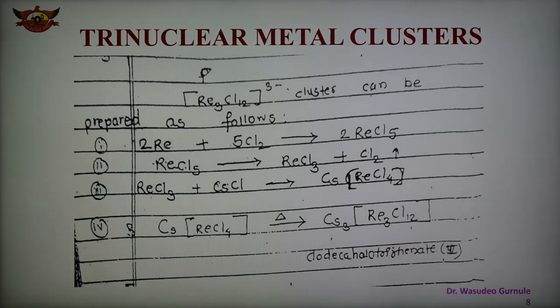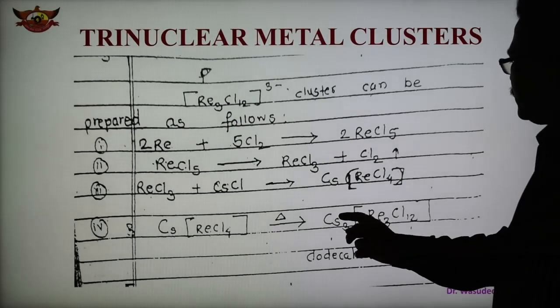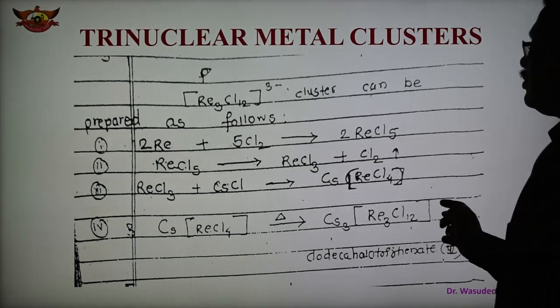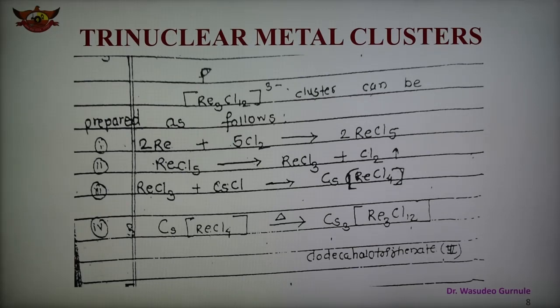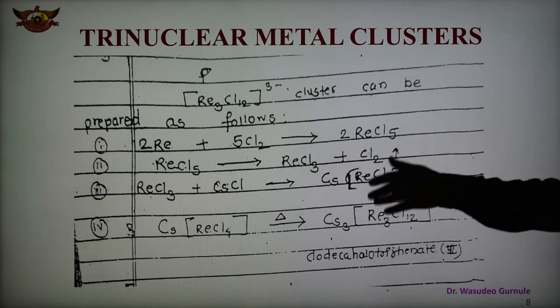The name of this compound is dodecahalotrirenate 3. The cesium of 3 here is 1 plus, so 3 are there, 3 plus, and here we have the 3 minus. So this is the Re3Cl12 3 minus rhenate compound, and in this way the Re3Cl12 3 minus cluster can be obtained in these 4 steps.